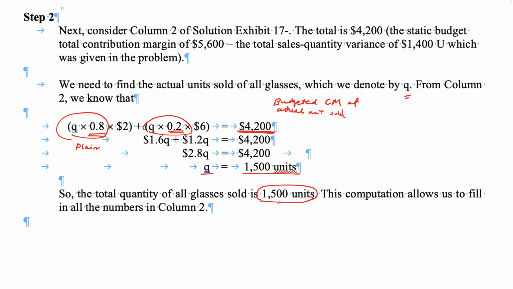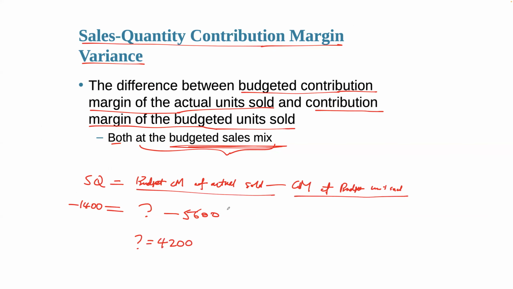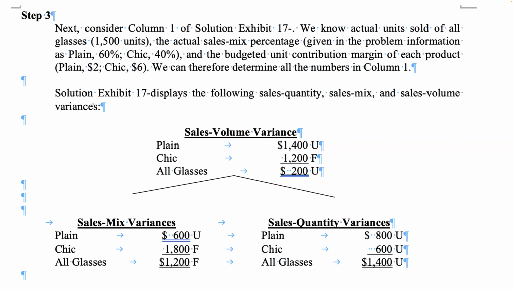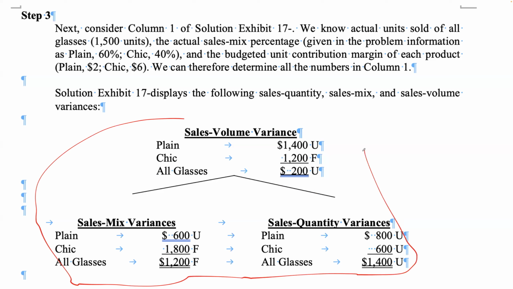Now with this information, you are able to calculate all of this, right? On the PowerPoints, you have the formula, right? So right now we know the actual sales mix, actual units sold, budget sales mix, and the budget units sold. With this information, based on the formula, you'll be able to calculate all of this.